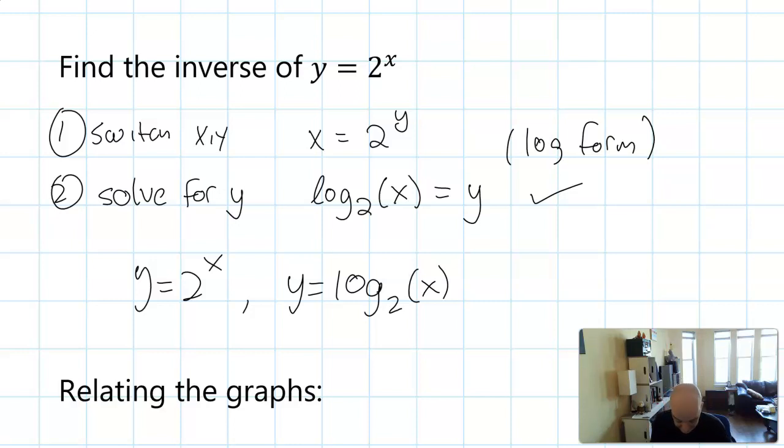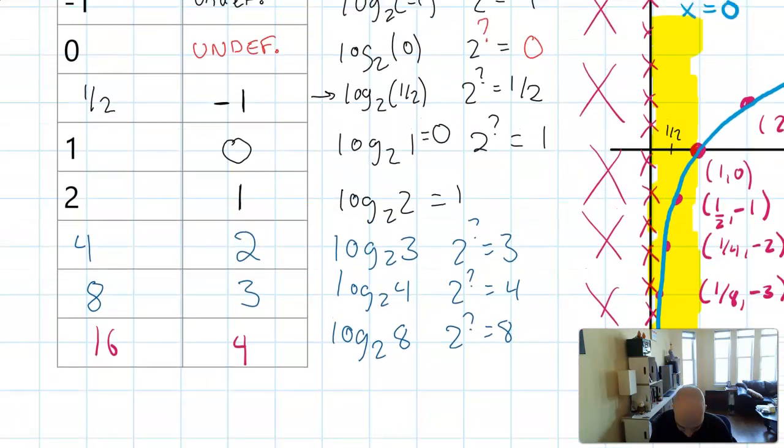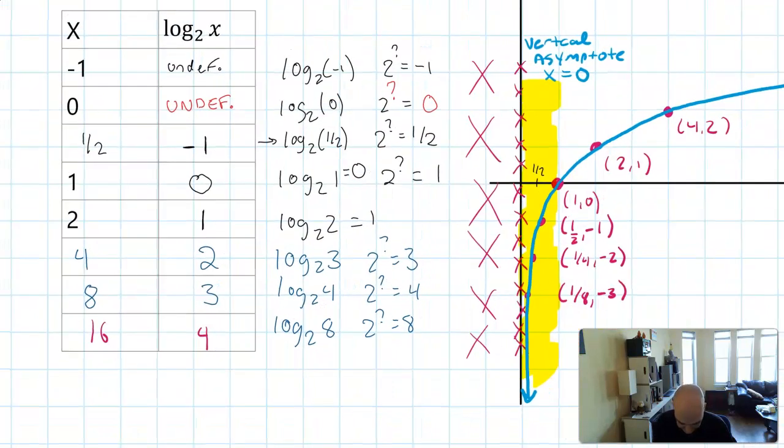This is done, which means y equals 2 to the x and y equals log base 2 of x are inverses of each other. And if we go back to the problem we started with, where we graphed log base 2 of x, let's take a look at the table. If you were to instead label this table, so we had x and log base 2 of x, as 2 to the x and x, and read the table backwards, those would be the exact same values of x and 2 to the x. 4 to the 2 is 16, 3 to the 2 is 8, 2 to the 2 is 4, and so forth.